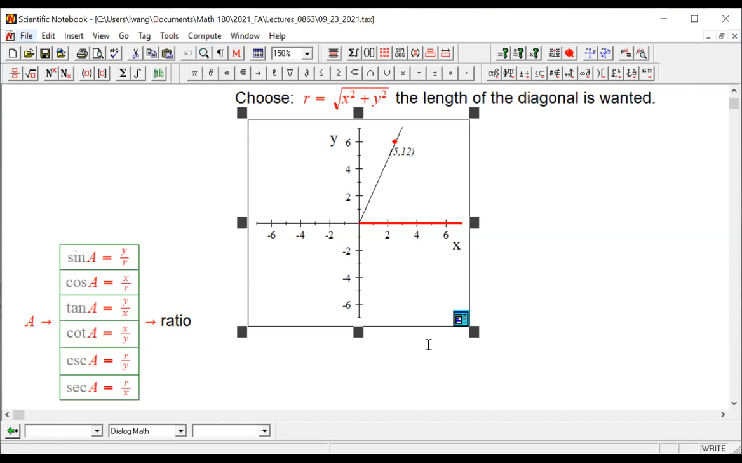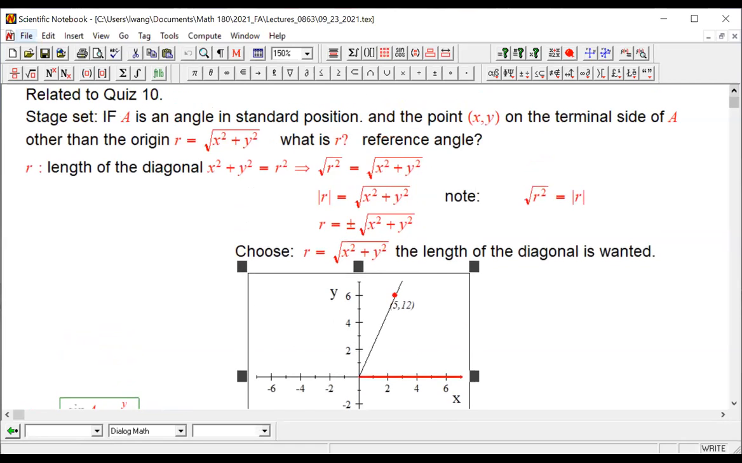Just pretending, it's not to proportion. It's just 5, 12. And this is the point we have chosen. That's x, y. Okay, so I'm going to give you 4 points, and we're going to apply the definitions. Are you guys ready? So let's do the first one. Are you ready?